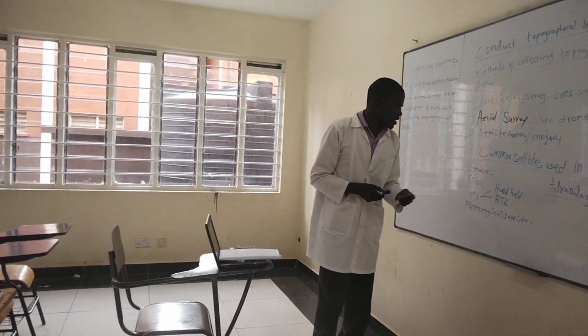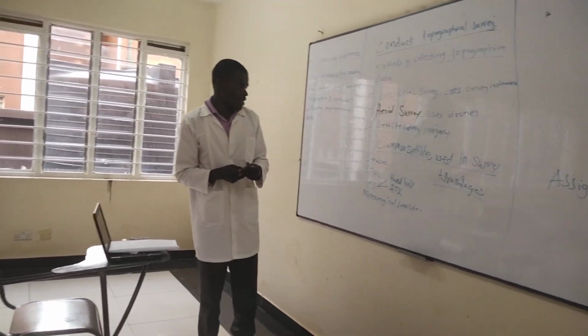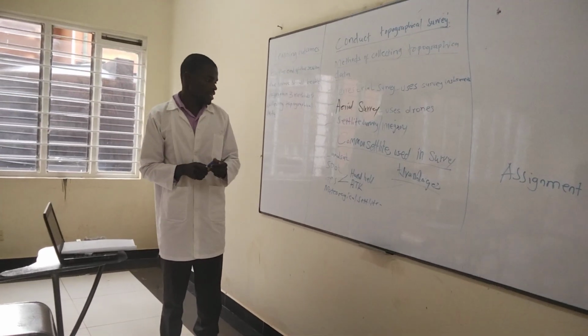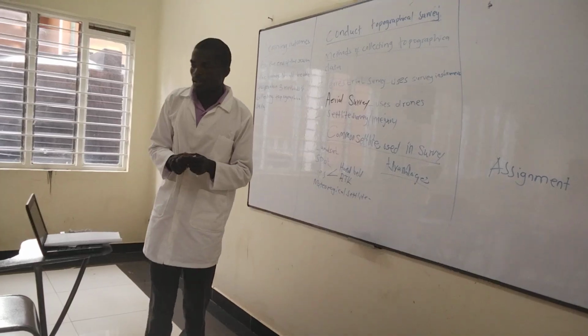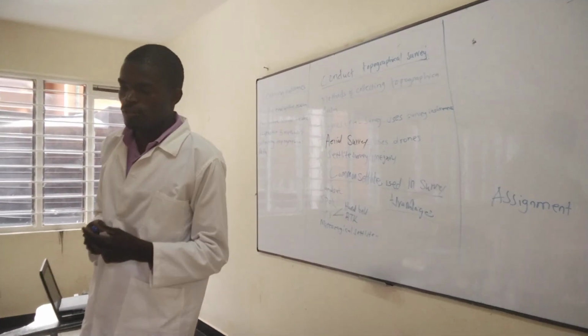So then we have some disadvantages. What are the disadvantages? It's expensive. Yes, it's expensive, of course. The RTK itself is very expensive, and also installing a satellite, e.g. Landsat, in the air is very expensive too.